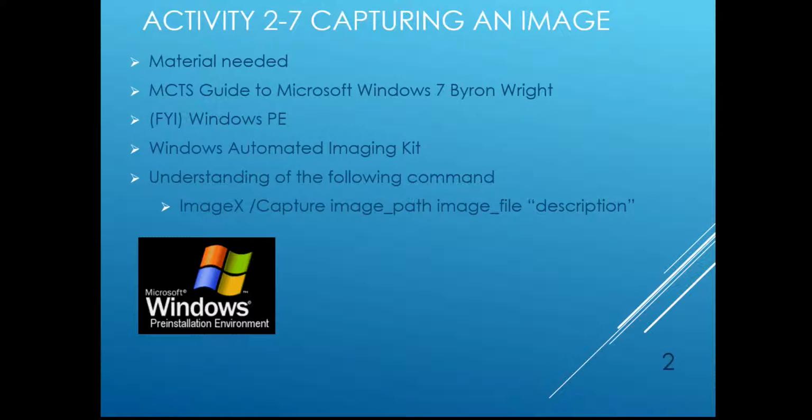Some of the material and knowledge that you'll need with regards to this activity is the book, because it has all the instructions in it. The book is called MCTS Guide to Microsoft Windows 7 by Byron Wright. Also, if you were capturing an image in real time, you would need a knowledge of Windows PE. After you have sysprepped an image, you would boot to Windows PE and capture the image. In this particular activity, we're going to capture part of an image.